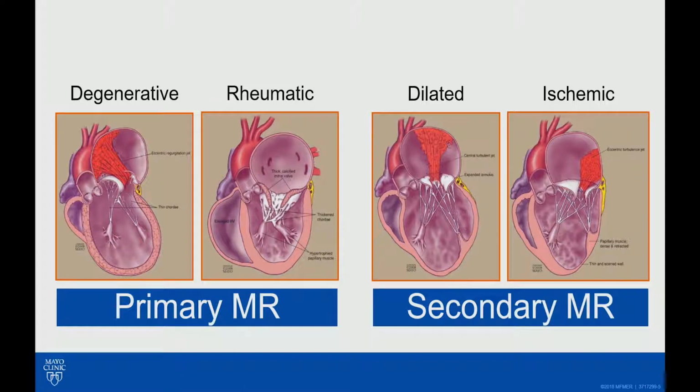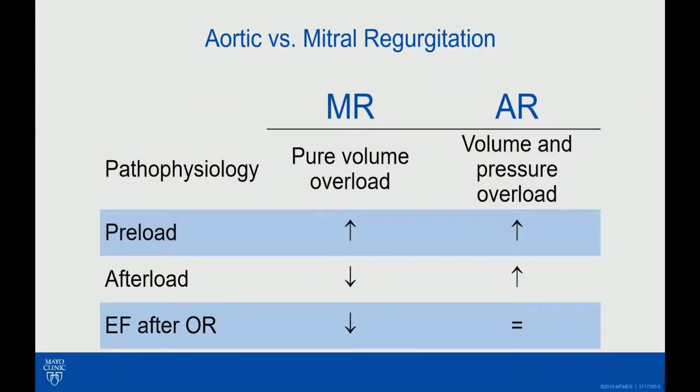If the primary issue is with the valve or the valve apparatus itself, that's primary MR. If the problem is with the muscle, that's secondary MR. So we're going to talk about primary MR first. We're going to compare mitral regurgitation and aortic regurgitation as we go through today.